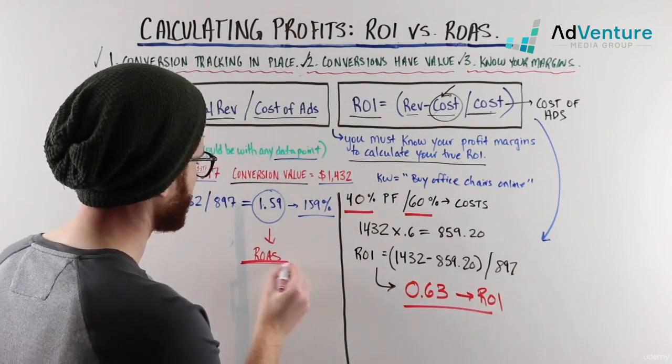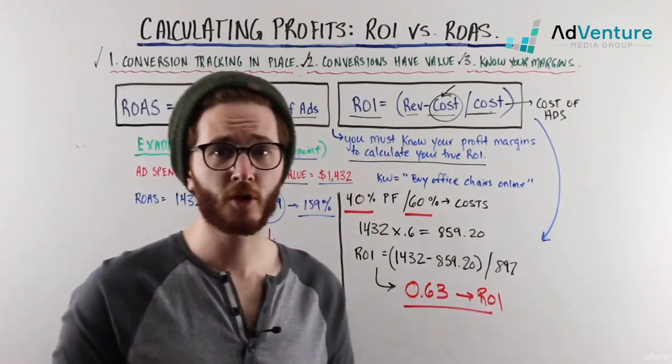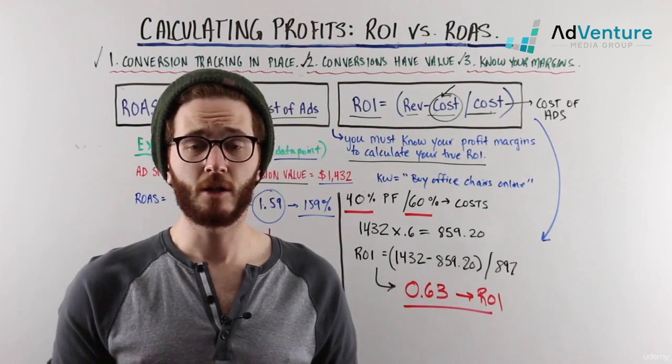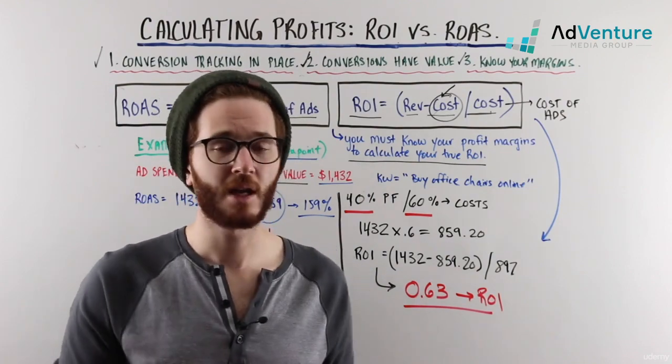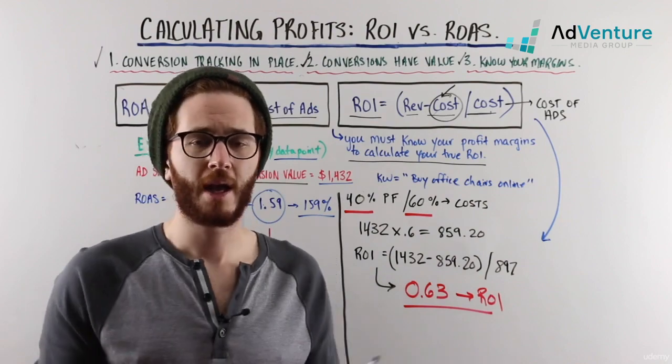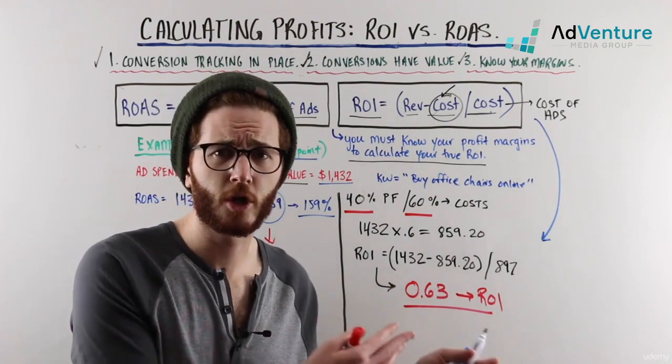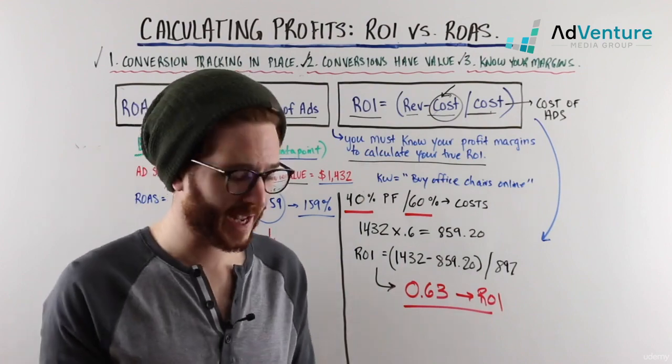an acceptable ROAS. And once again, if you don't have profit margins, if your company sells digital goods and there's no real cost of servicing the client, then ROAS is the way to go. Return on ad spend. Just look at your conversion value and determine the profitability of your account using the ROAS calculation.